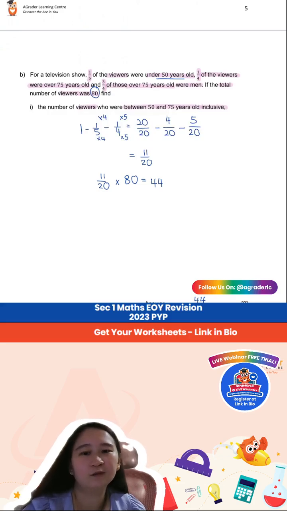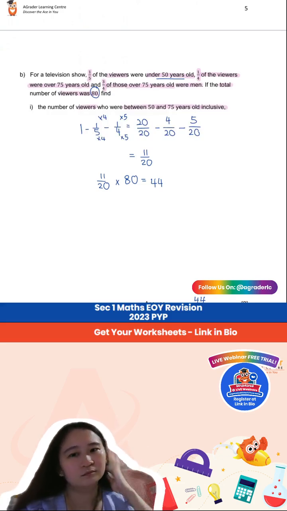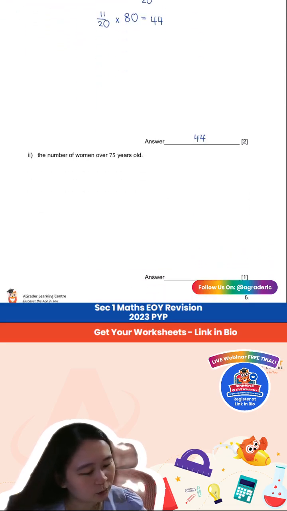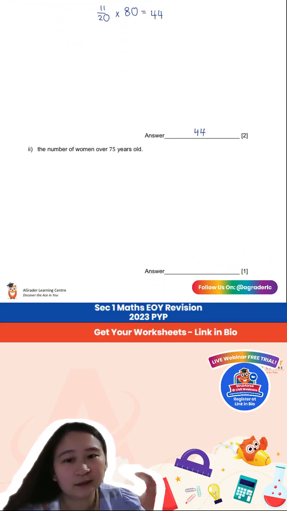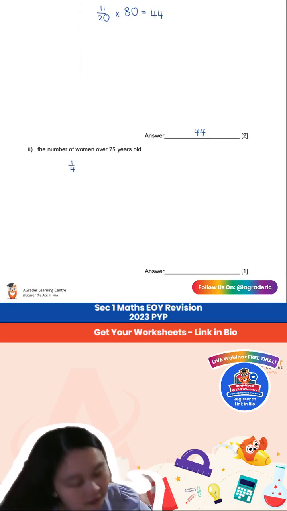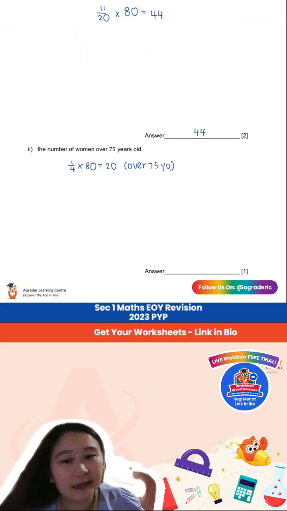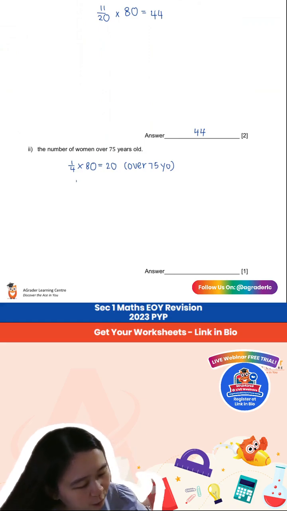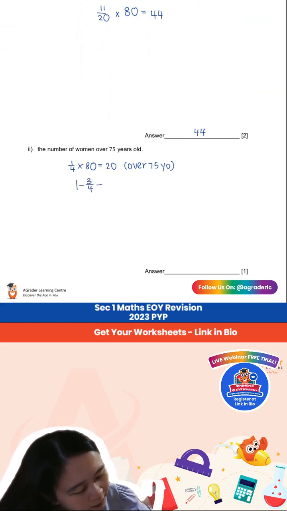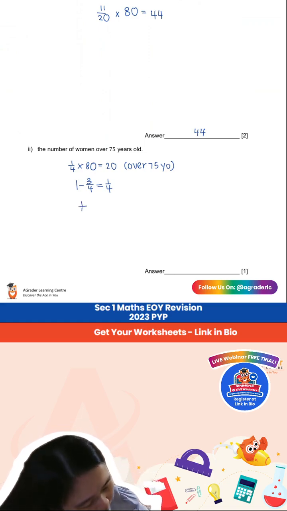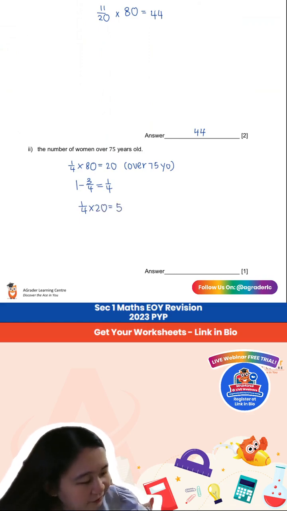The number of women over 75 years old. So you know that 1/4 of them is over 75 years old. We find the number of viewers who are over 75 years old first. So 1/4 times 80. There are 20 viewers who are over 75 years old. And then if 3/4 of them are men, means 1 whole minus 3/4. 1/4 of the number of people who are over 75 years old are women. So 1/4 times 20, you get 5.